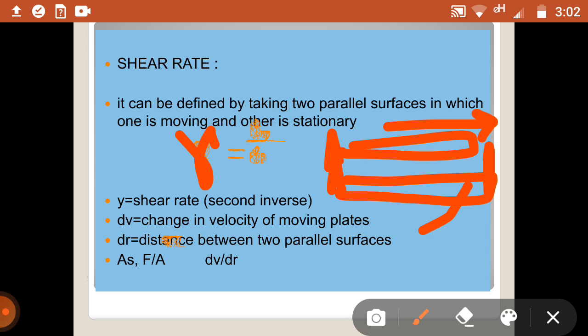Whenever the shear force, that is force per unit area, increases, the parallel layer of the liquid will travel a distance, and it will travel that distance when it has some velocity. So whenever you apply force, the velocity increases, and so does the distance traveled by that fluid. So this is the change or the rate. dV is the change in velocity of the moving plate and dr is the distance between the two parallel surfaces, as F over A is directly proportional to dV over dr.